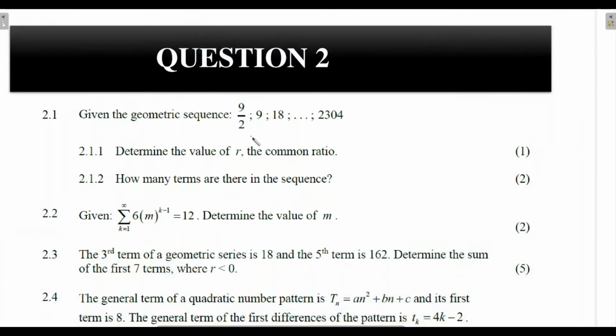Okay, question 2, given the geometric sequence 9/2, 9, 18, right? And this sequence ends at 2304, right? We need to determine in question 2.1.1 the value of R. Okay, so the first question is pretty simple, guys, because we are already told that we are actually dealing with a geometric sequence, right? We need to determine the value of our R, which is our common ratio, right?